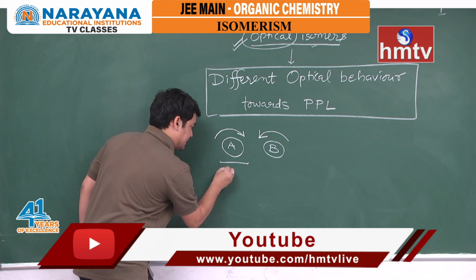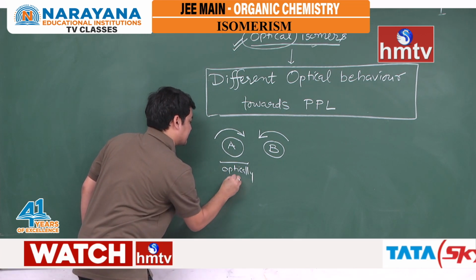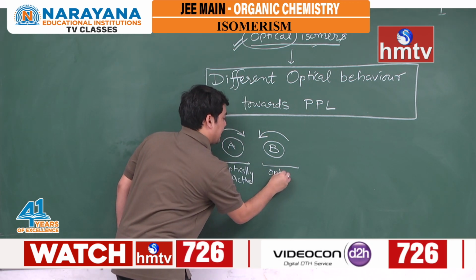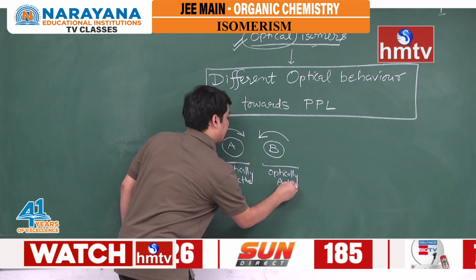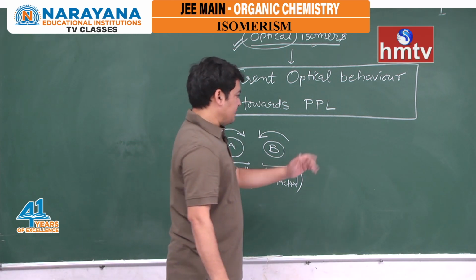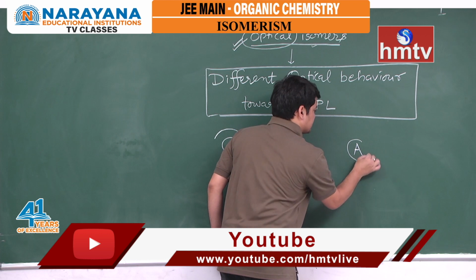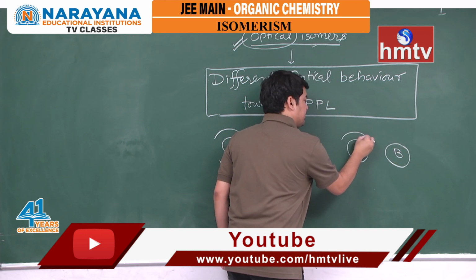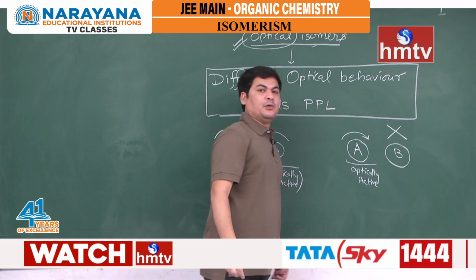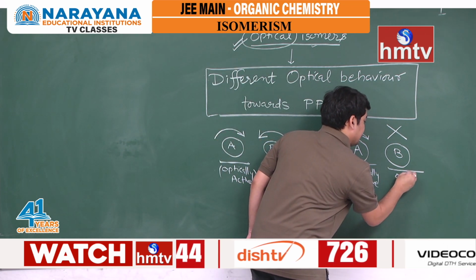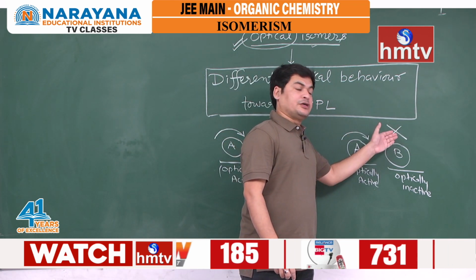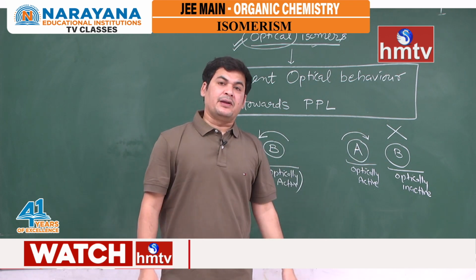Because both are rotating, this one is optically active, rotating the polarized light clockwise. This one is also optically active but rotating the polarized light in anti-clockwise direction. It means different optical behavior. Second meaning, we again have two stereoisomers A and B. A is rotating the polarized light, it means optically active. B is not rotating the polarized light, it is optically inactive. So one is rotating the polarized light, the second is not. This is again a different optical behavior.